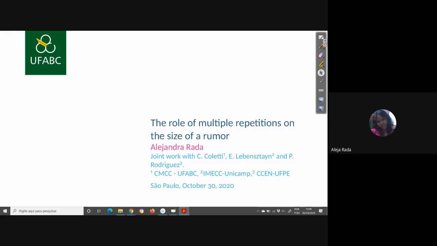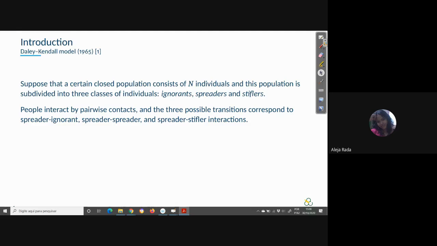Okay, I will start now. A standard model of rumor spreading was introduced by Daley and Kendall in 1965, and this model is called the Daley-Kendall model. They assume that there is a population with n people in total. Those people are categorized into three groups: the ignorant, the spreaders, and the stiflers.